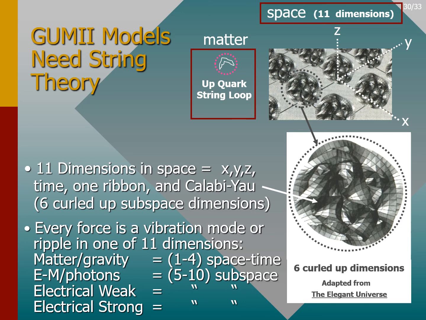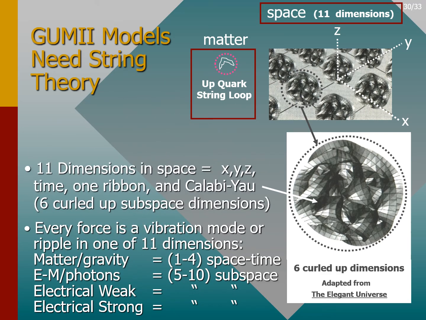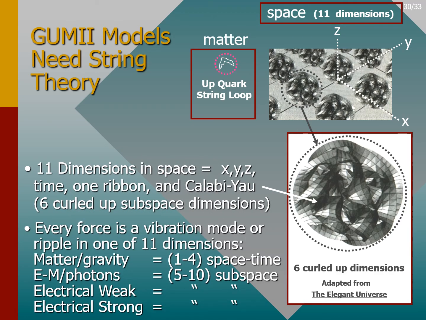The next 6 dimensions, dimensions 5 through 10, are curled back on themselves in something called Calabi-Yau space, as shown in the figure at lower right, that is adapted from The Elegant Universe. The electrical force ripples through these next 6 dimensions, including the weak, strong, and EM forces. The 11th dimension ties the others together by adding what has been described as a ribbon shape to the strings.